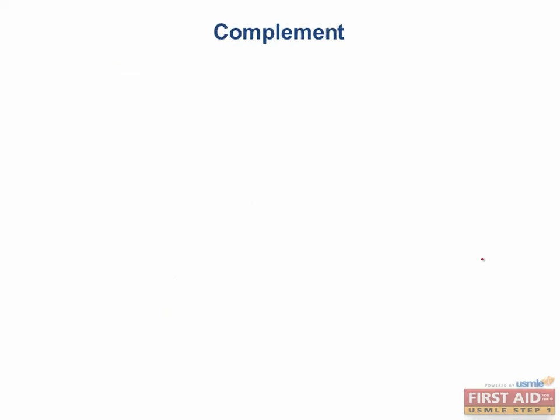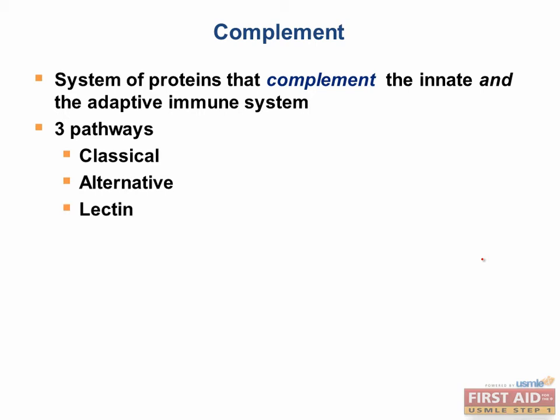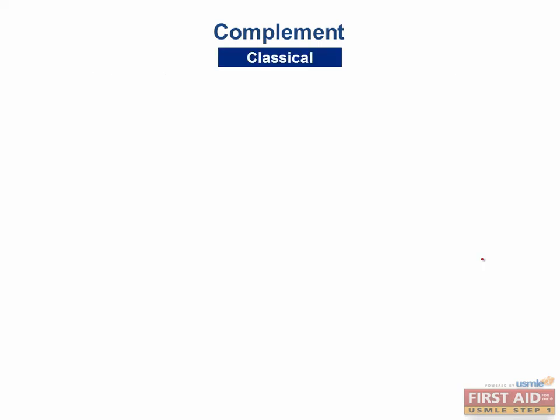All right, finally, time for complement. So again, remember, complement is a system of proteins that complements, that's why it gets its name, the innate and adaptive immune system. Okay? There are three main pathways, the classical, alternative, and lectin. And they're very similar, so we'll just really talk about one to start off with, and then you'll get the hang of it. Start off with the classical complement pathway.